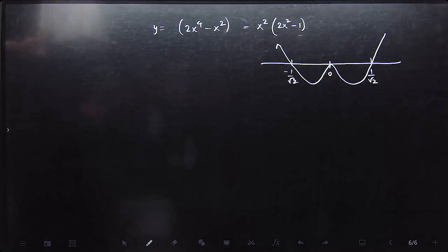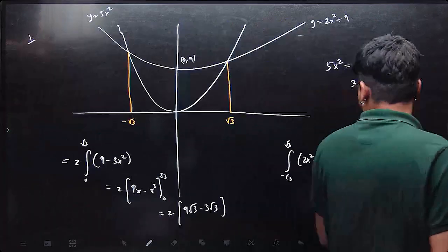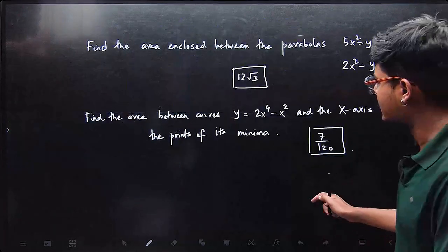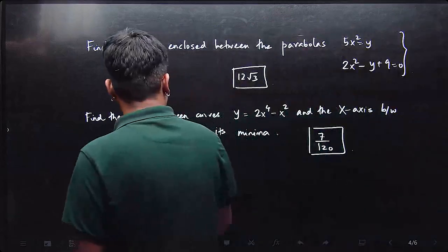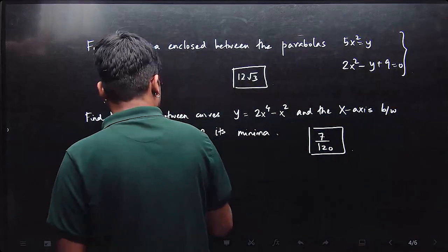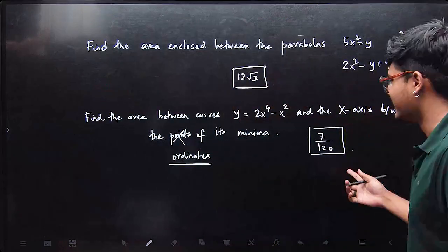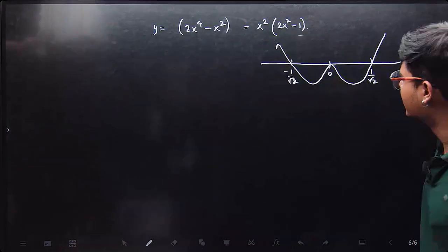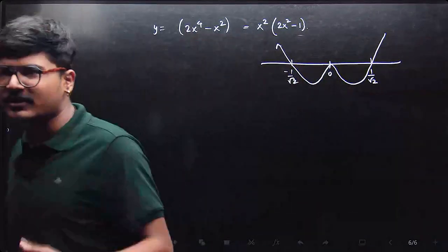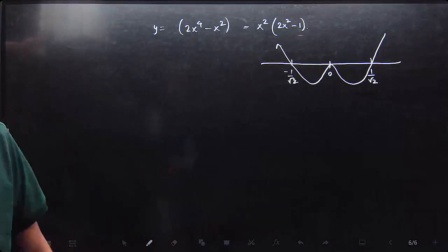How did you get it to be 7 by 120? The actual question should have been ordinates of its minima, which is slightly different. I'm not really sure now whether you'll get 7 by 120 or not, but let's see. Let's finally evaluate it. So that's the first thing, okay? So it tells us about the sign of the function, right?